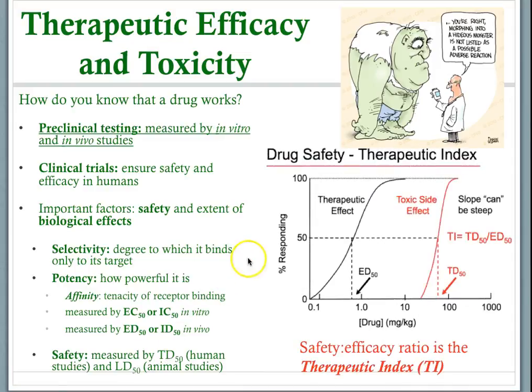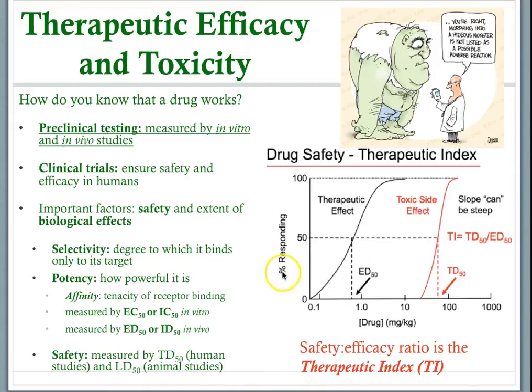But here we can look at it in the same way. What we come up with here is what we call the therapeutic index, and this is what's used to determine the safety of a drug. Now, the therapeutic index really is just a ratio between the safety and the efficacy of a drug.